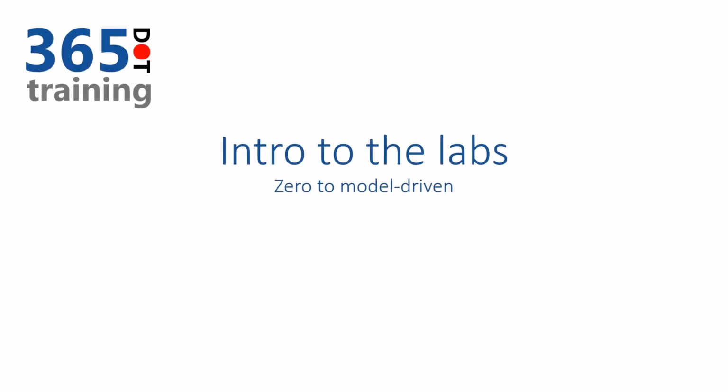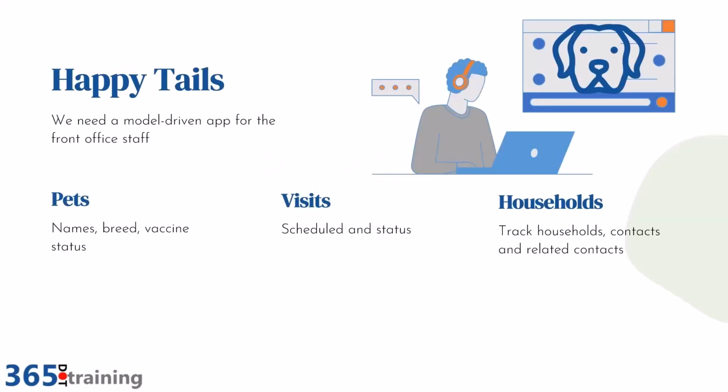So now it's time to take a quick minute and talk a little bit about the labs that we'll be creating here in our course. So Happy Tails needs our help. We are building a model-driven app for their front office staff. These are the folks that schedule the appointments. These are the folks that follow up with customers, maybe give tours. And so we're making a model-driven app for them that will track pets and information about the pets, so names, breed, vaccine status, and so on. We'll be tracking visits, scheduled visits, status of visits, other details about those visits, and we'll be tracking households, and those households will contain contacts as well as related contacts.